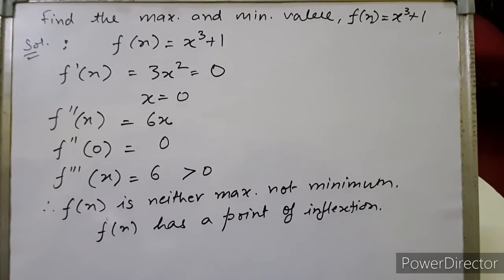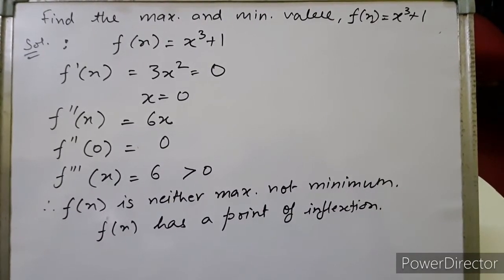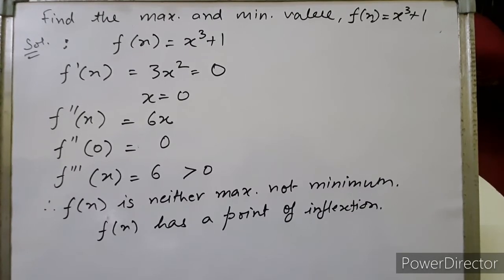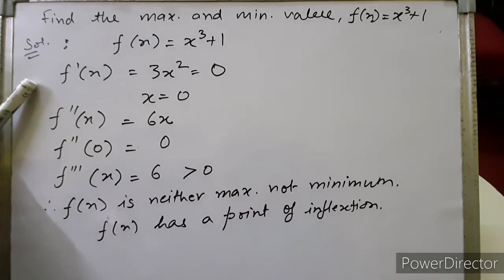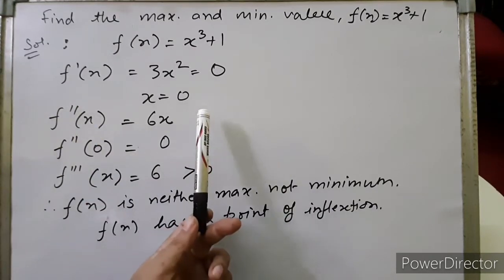Let's discuss another sum, children. In this sum the question says find the maximum and minimum value of the function f(x) equals x cube plus 1. Now the value of the function is given, x cube plus 1. What we'll do by the double derivative test, we first differentiate the function. When we find the derivative of the function and find f dash x, the value of f dash x will be 3x square. And when we equate it with 0, we'll get the value of x is 0.